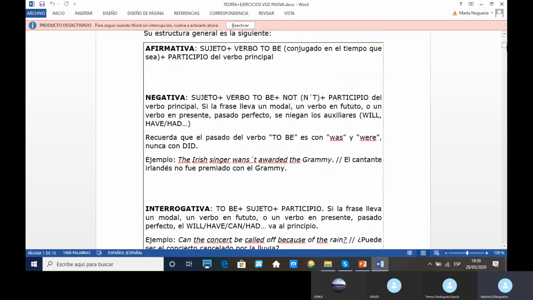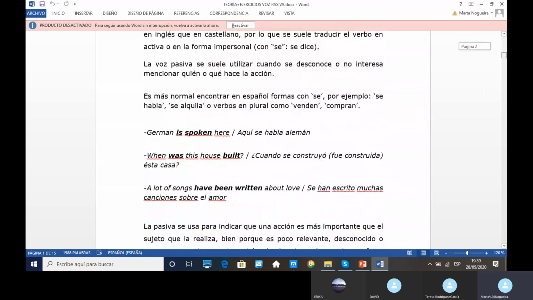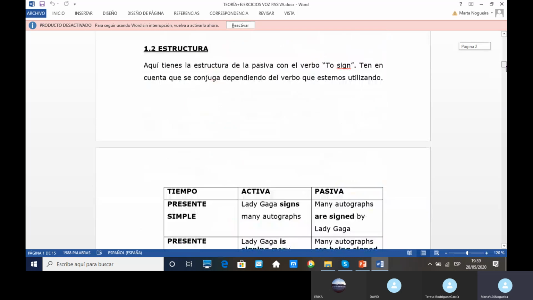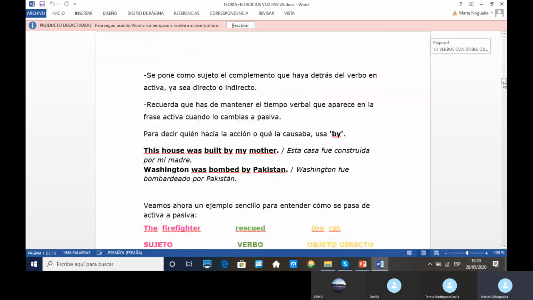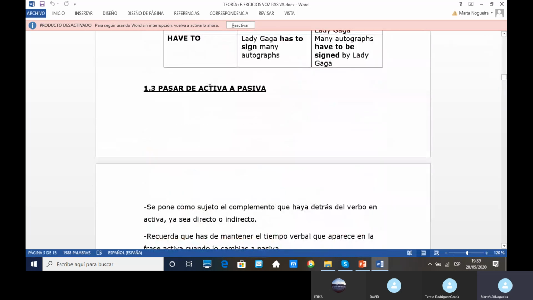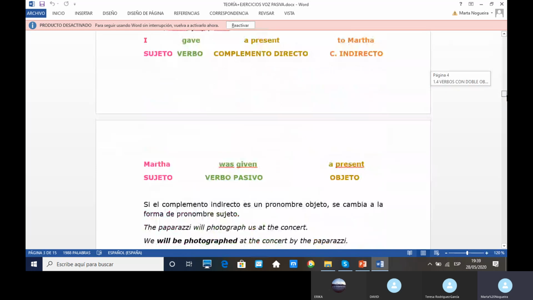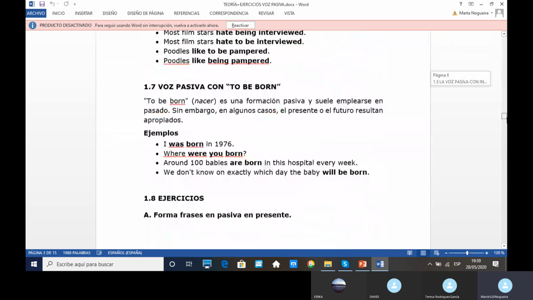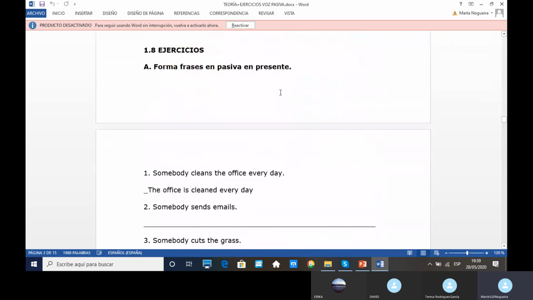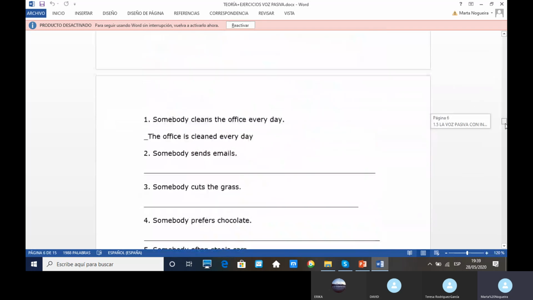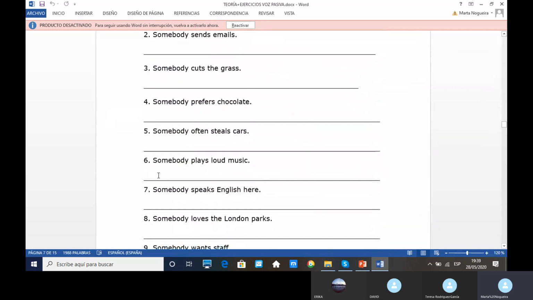But if you have doubts, you have here every single thing explained in Spanish, okay, which is good. So the structure, how to pass a sentence from the active to passive, all of these. And the other day, we started with exercise one. We were doing a little bit of this, okay? I think we finished at six.